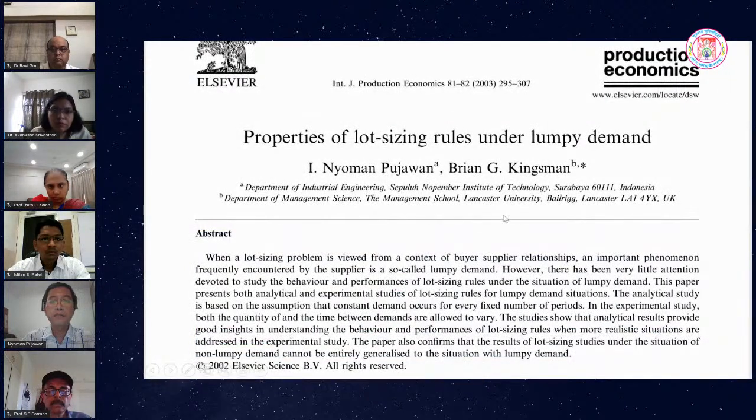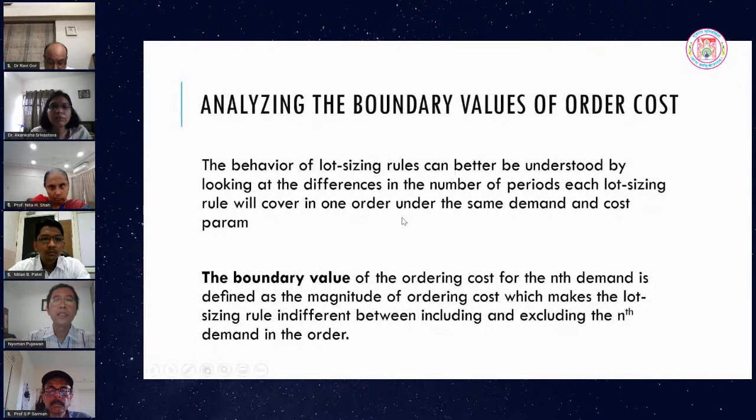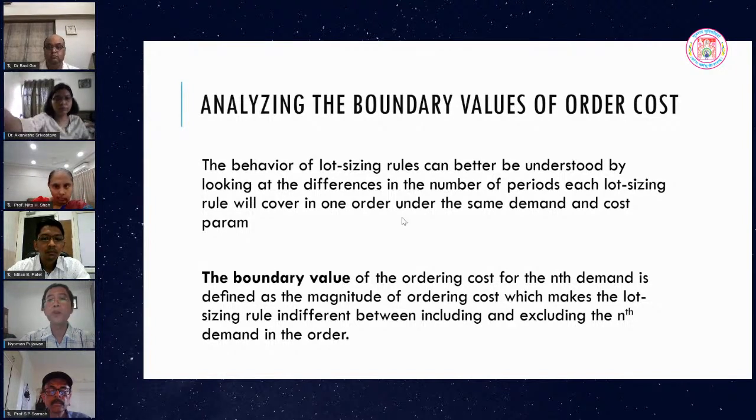I published one paper on properties of lot sizing rules under lumpy demand in Production Economics quite a long time ago. In that paper, I was looking at what is called the boundary value of order costs. If two lot sizing rules are performing exactly the same, making exactly the same decision, then the boundary order cost would be the same. What is the boundary order cost here? It is the magnitude of order costs that will make you change from covering T periods to T plus 1 periods, or the magnitude of order costs that makes you indifferent between covering 3 periods or 4 periods, for example, if you are talking about 3 and 4 in this case.